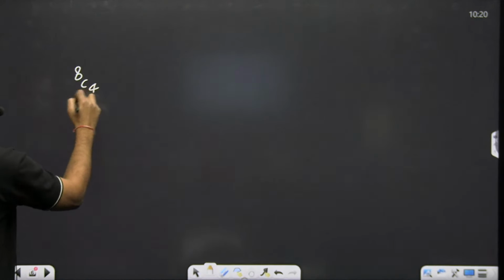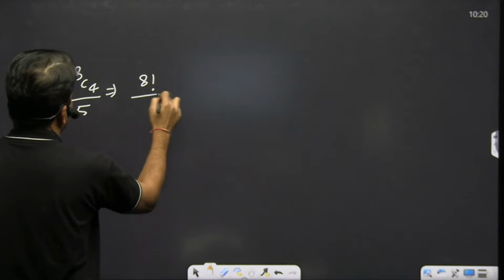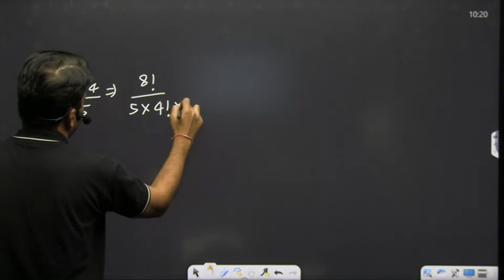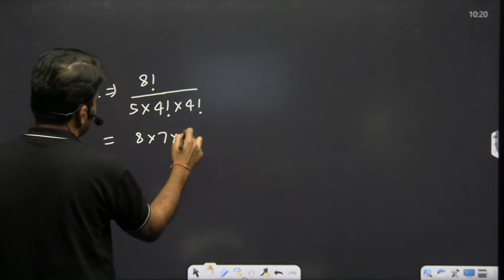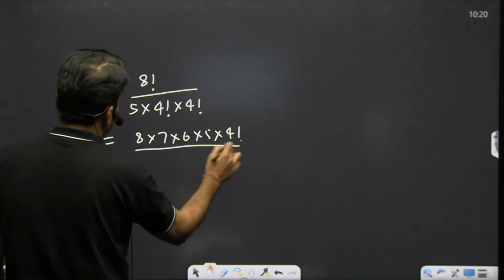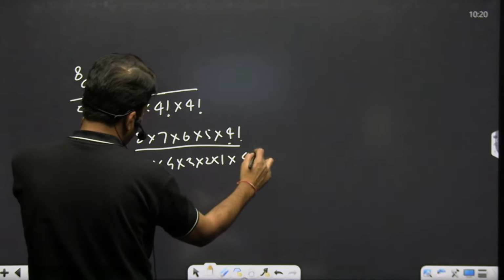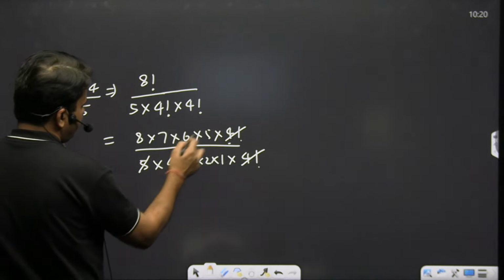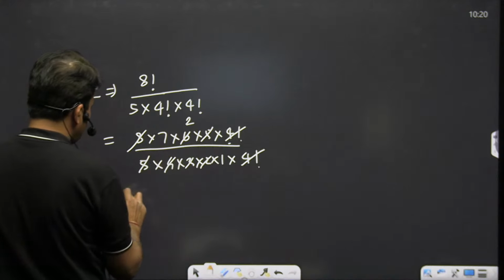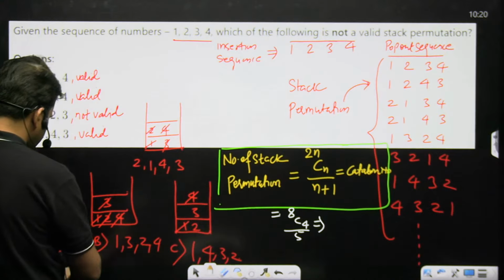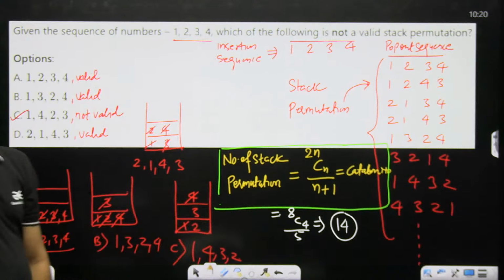So what is this one? Factorial n upon factorial r upon factorial n minus r, right? 8 minus 4. So if you calculate this, 8 into 7 into 6 into 5 into factorial 4, upon 5 into factorial 4, you can expand this: 4 into 3 into 2 into 1 into factorial 4. So this cancels out and 5 cancels out. 4 twos are 8, cancels out, 3 twos are 6. So it will be 14. The number of valid stack permutations is 14 if the insertion sequence is fixed. Okay, so this is the answer.